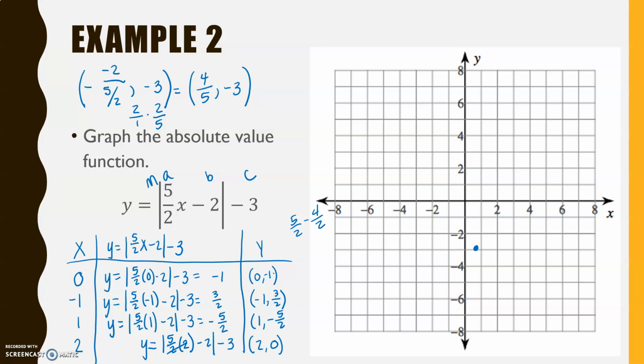And when I graph these, I'm going to have 0, negative 1. I'm going to have negative 1, 2.5. Now if I connect those lines, and I'm putting the arrows on the ends.